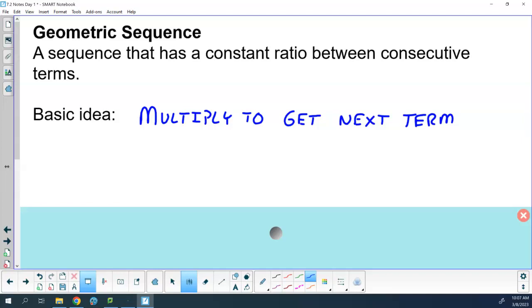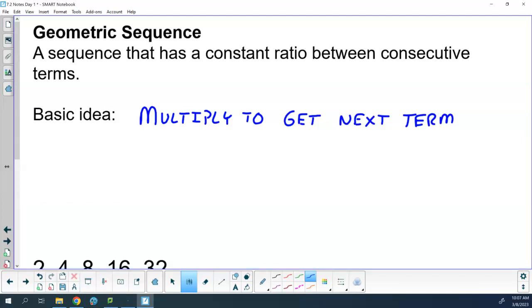Now, how can you tell the difference? Well, in an arithmetic sequence, we always looked to see if we subtracted one term minus the other, and that always gave us that constant difference. Here now, you're going to take a term and divide it by the term right before it. And that's that ratio that you get. Any term divided by the term before it gives you that constant ratio R. We're going to call that ratio R.